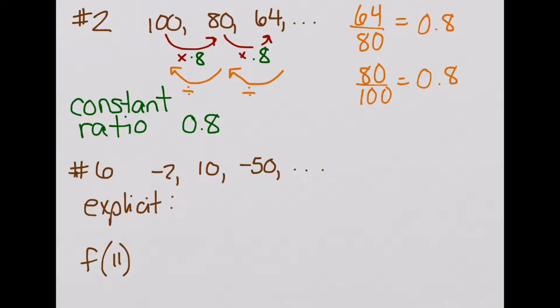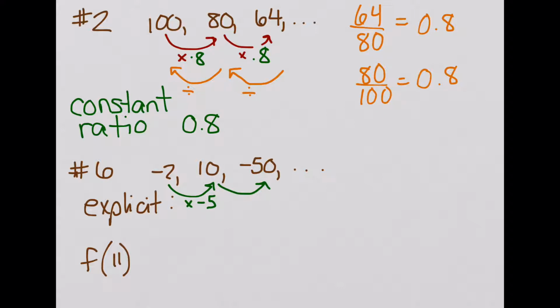Now down to number 6. You're supposed to write an explicit equation for the nth term of this sequence. Okay, let's find the pattern. Going from -2 to 10, I might be adding 12, but that doesn't work when I go from 10 to -50. So it's not arithmetic, it must be geometric. All right, if I'm multiplying, -2 times what gives me +10? I must be multiplying by -5.